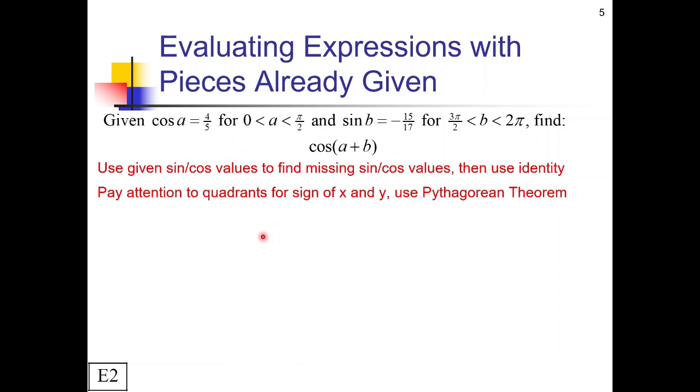That theorem is still going to come in handy for finding x, y, or r, depending on which one you're missing. So we're going to do the first piece of this together, and then I'll have you finish it off with the other side here.